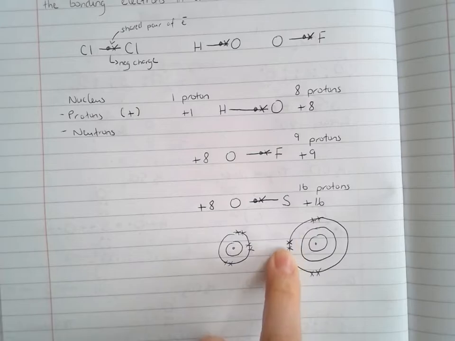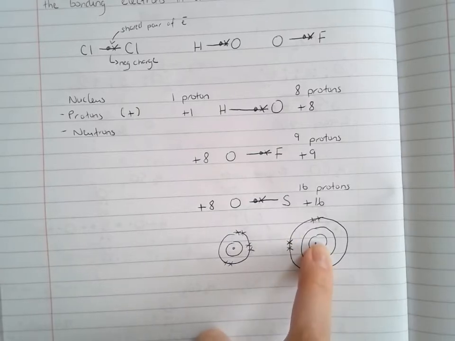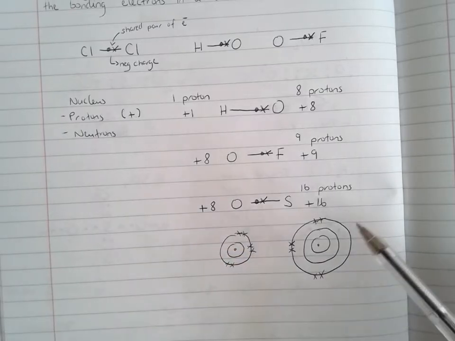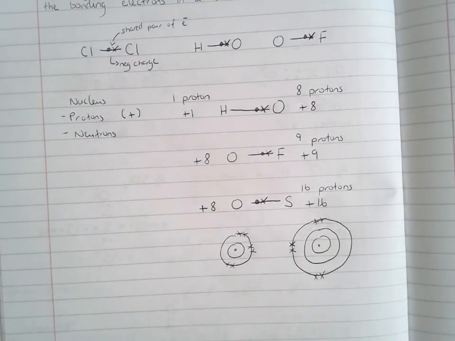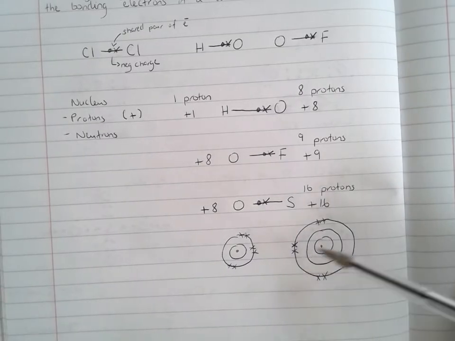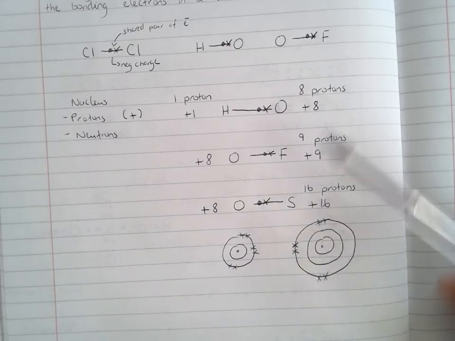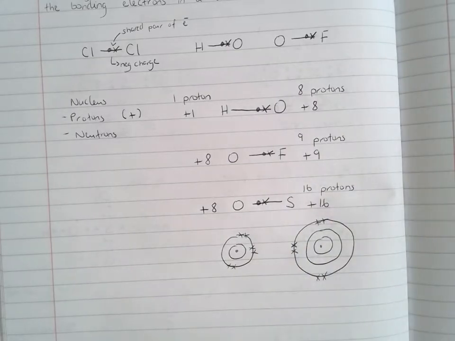Sulfur's bonding electrons, the electrons in its outer shell, are much further from the nucleus than the bonding electrons in oxygen. So even though sulfur has got a greater nuclear charge because it's got more protons in there, because sulfur is so much bigger than oxygen, the bonding electrons are further from the nucleus, and that nuclear charge is cancelled out by the increased shielding or the increased number of electron shells. So when you're looking at electronegativity, you're not just looking at how many protons something has, you also have to consider the size of the atom.